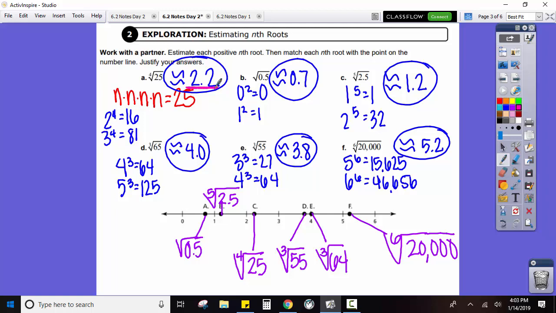So A is about 2.2, B is about 0.7, C is about 1.2, D is about 4.0, E is about 3.8, and F is about 5.2. Okay, use those strategies. I'll go look at E here. I knew 3 to the third power was 27, 4 to the third power was 64. 27 is too low, 64 is too high compared to 55, so it has to be 3 point something in between 3 and 4.